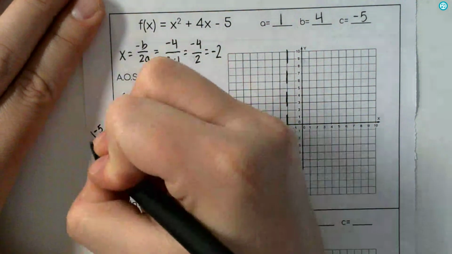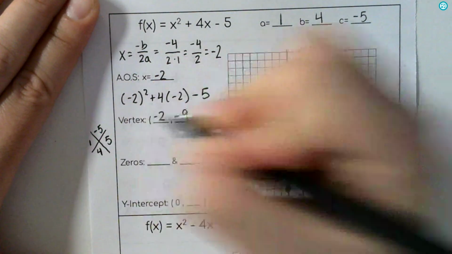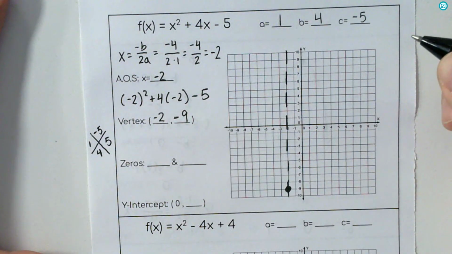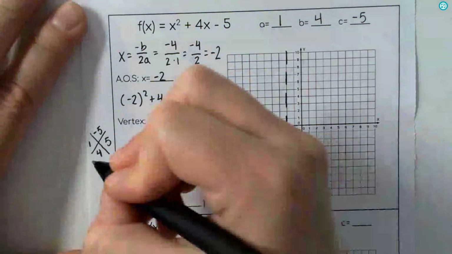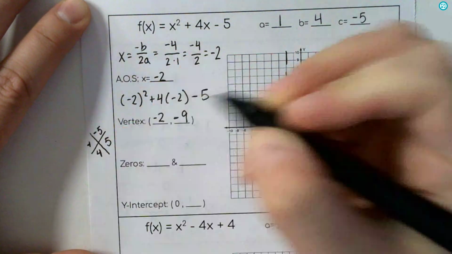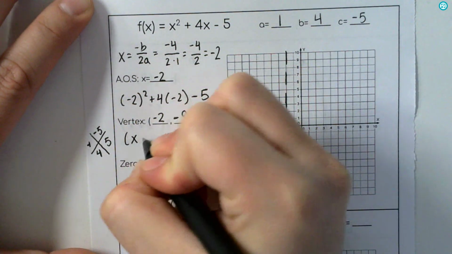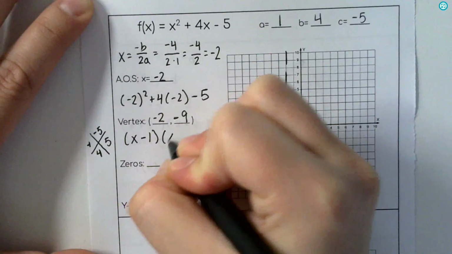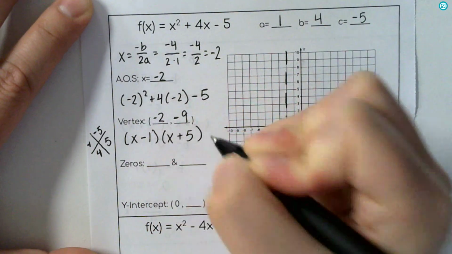1 and 5. It's a prime number, so the only numbers that multiply together to be 5 are 1 and 5. If we want one of them to be negative, and we want to add to be positive, we want the big one to be positive, we want the little guy to be negative. So my factored form is going to be x minus 1 times x plus 5.